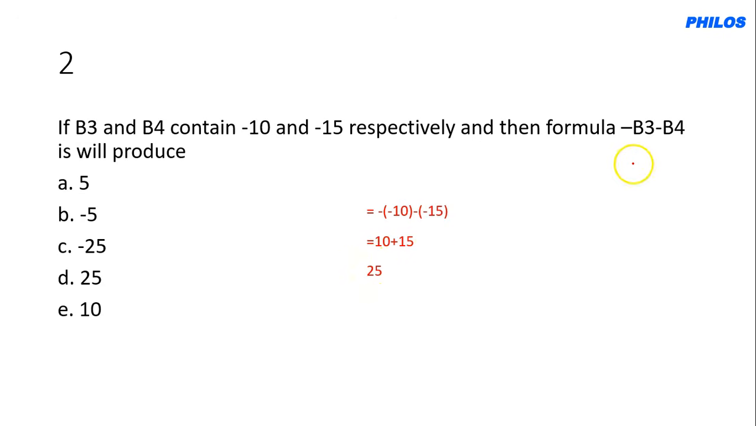If you're able to substitute this properly, you can just put this on your calculator straight. As in negative, then you put in brackets neg 10, minus, then you put in brackets again neg 15. When you press equal to, the calculator will give you the correct answer as 25. So the correct answer for question 2 is D. Let's proceed to the next question.